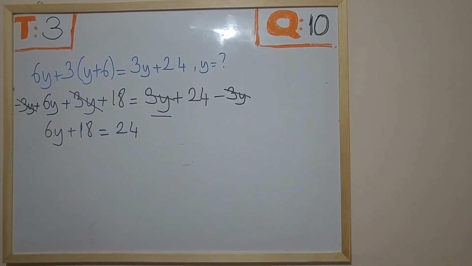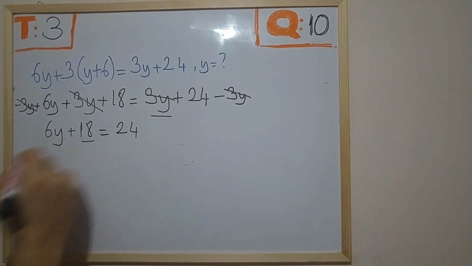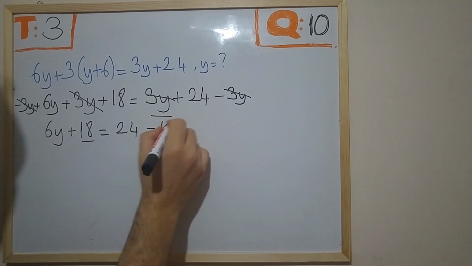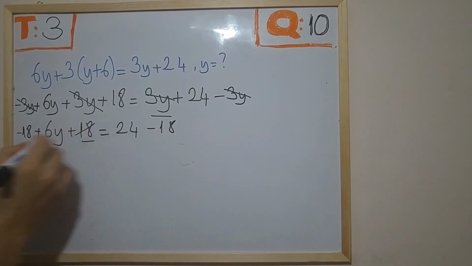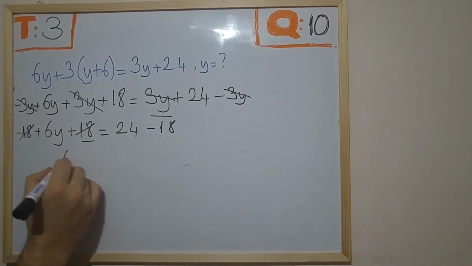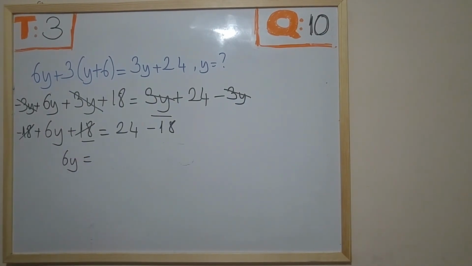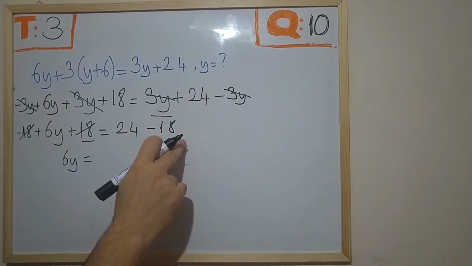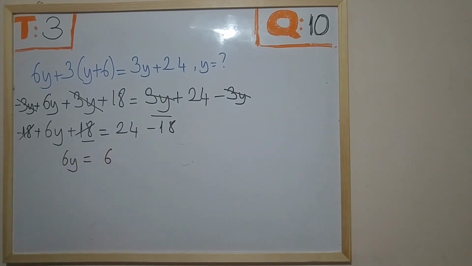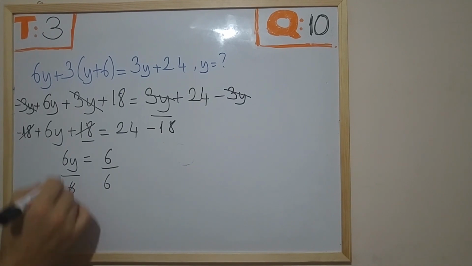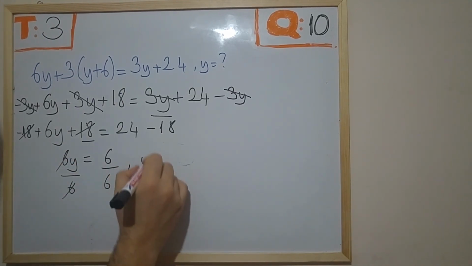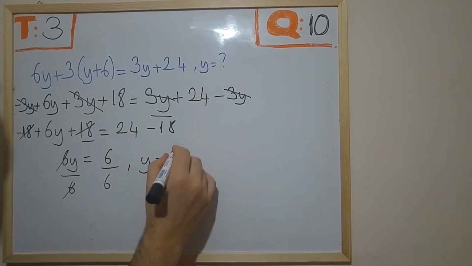In the following step, we need to get rid of this 18 by subtracting 18 from both sides. Now we got rid of 18 here, and we are left with 6y here. 24 minus 18 is equal to 6. Now we divide both sides by 6 in order to reach y alone. Y is equal to 6 divided by 6, which is equal to 1.